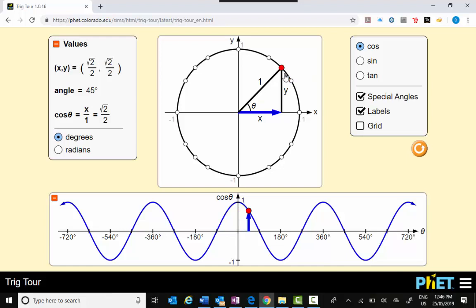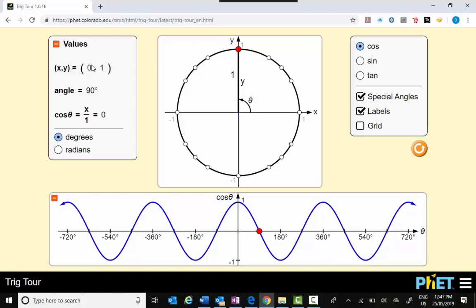45 degrees, that is root 2 on 2, which we can also write as 1 over root 2. At 60 degrees, cosine is equal to a half, and the sine value is root 3 on 2. And then at 90 degrees, the cosine of 90 is 0, sine of 90 is 1.